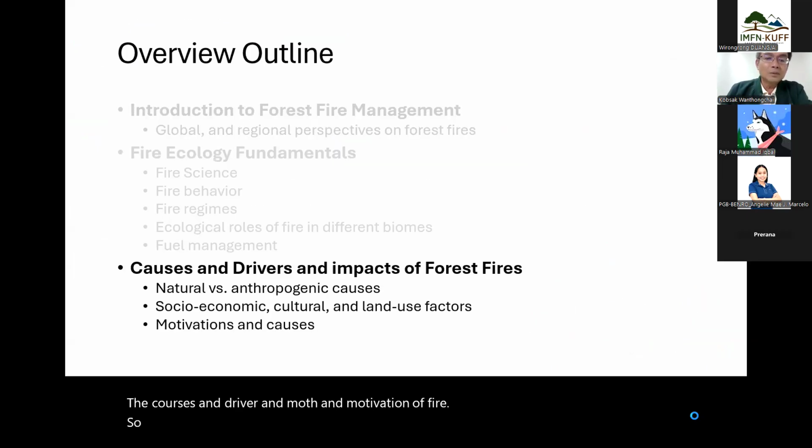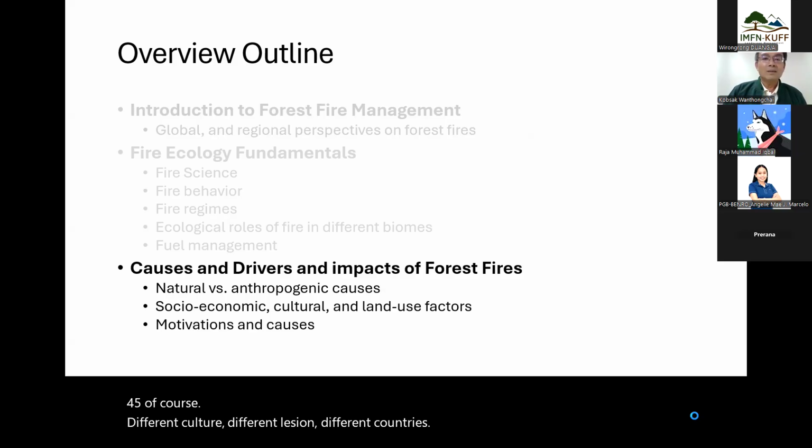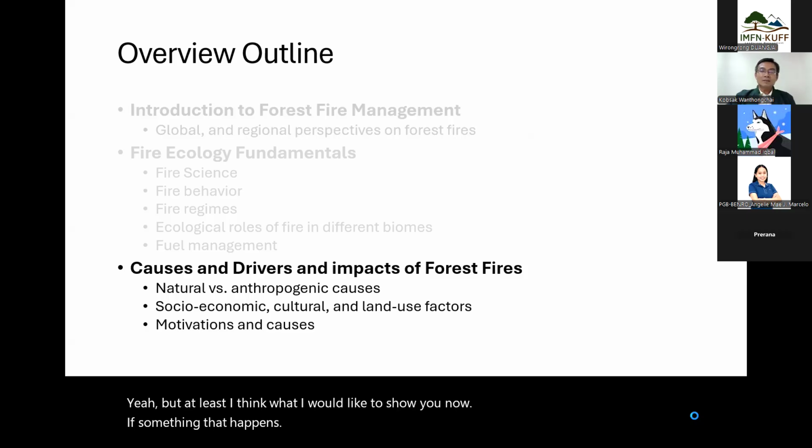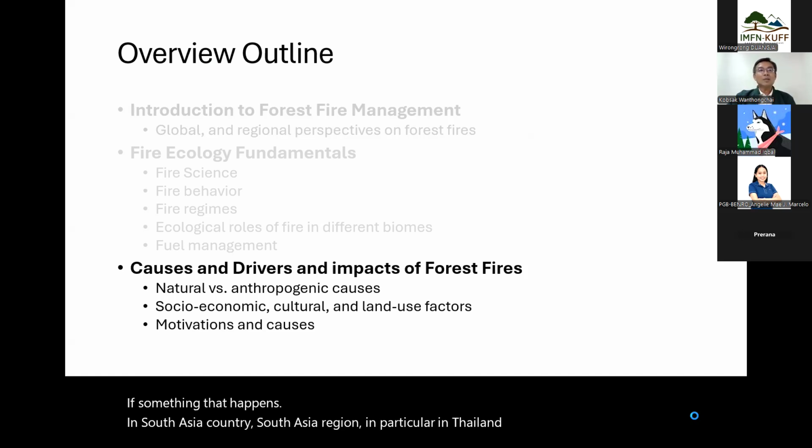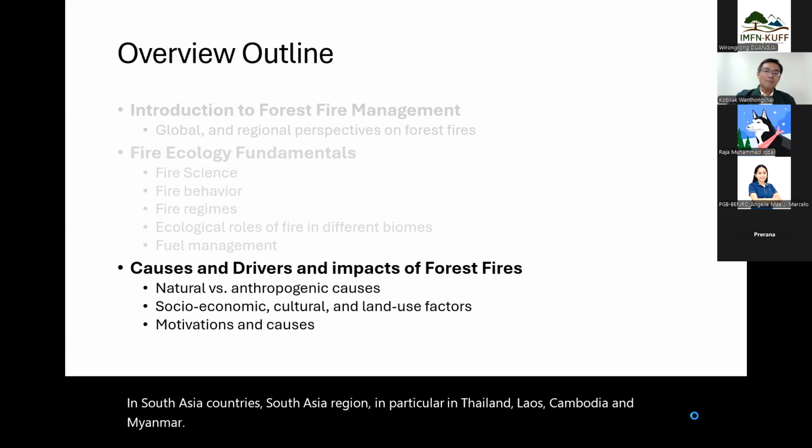So what we would like to talk to you about right now is the cause, driver, and motivation of forest fire. Of course, different cultures, different regions, and different countries may have different causes and motivations in burning. I confess that. But at least what I would like to show you now is something that happened in the South Asia region, in particular in Thailand, Laos, Cambodia, Myanmar, and Vietnam.